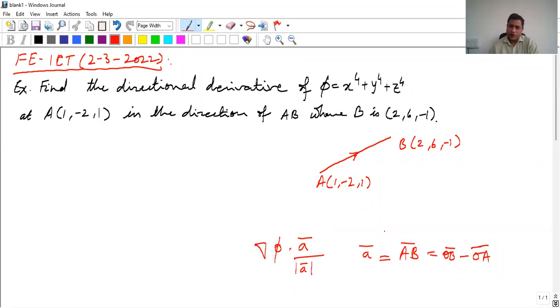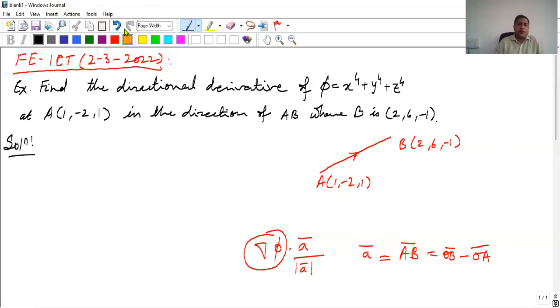This is how we get the vector AB bar, which is going to be a bar. Now we have to calculate this, and then we have to calculate del phi, and then consider the direction. This is precisely the dot product of two vectors. Here del phi will be a vector, and a bar upon mod of a bar will also be a vector. If I consider the dot product, which we have already defined, this will give us the directional derivative of phi in the direction of this vector a bar, that is AB bar.